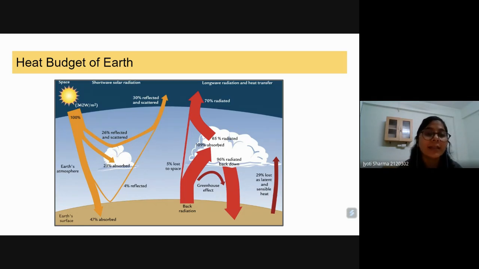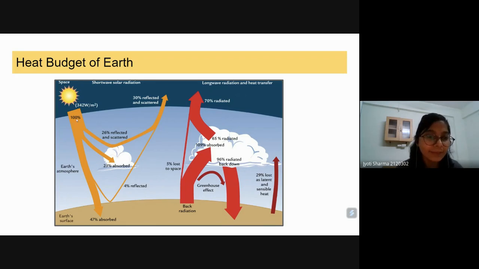If more energy is going out than the incoming energy, then the earth will cool itself continuously. So the earth is neither cooling continuously, nor heating continuously, because the incoming solar radiation is equal to the outgoing solar radiation as well as the long wave radiation.